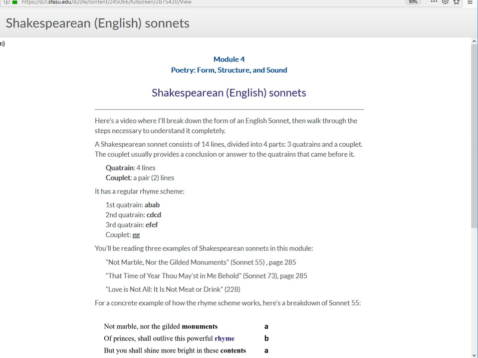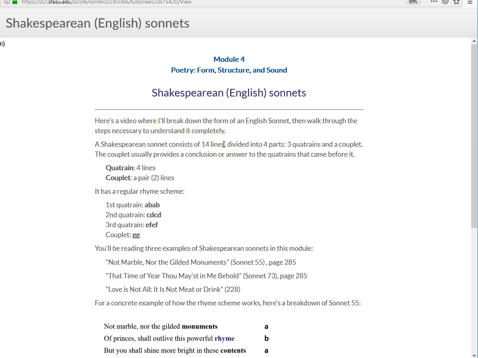So the problem is, when this Italian form is imported into England, frankly, the Italian sonnet's harder to write in English than it is in Italian, because Italian has tons of words that rhyme with each other. So it's very easy to write an Italian sonnet in Italian because you've got lots of words that end in A. So they decided that they needed a different form for sonnets in English that would be easier to write in the English language.